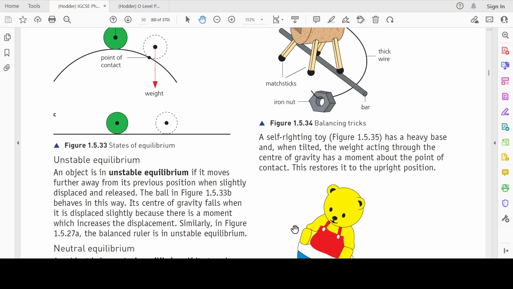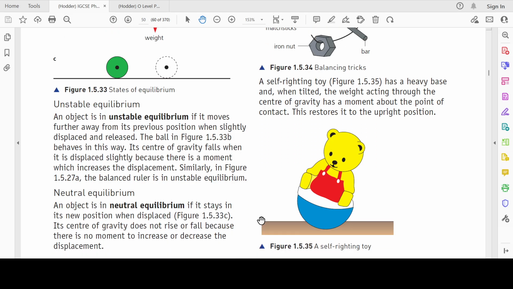And they're also mentioning the ruler balance. So if you're not holding it from the center, you're holding it from the side, it will topple over, same thing. And finally, neutral equilibrium.